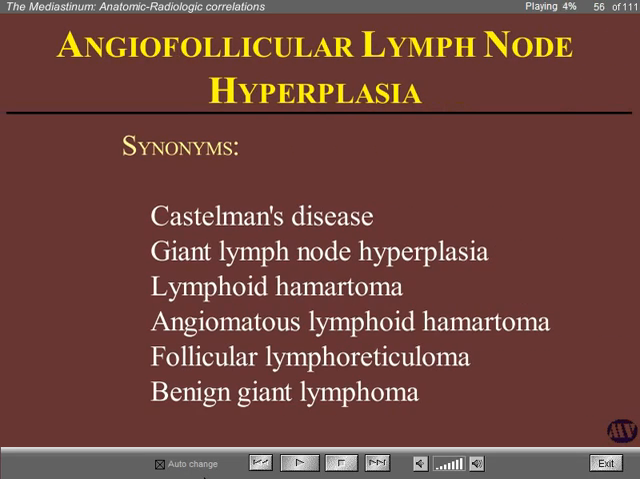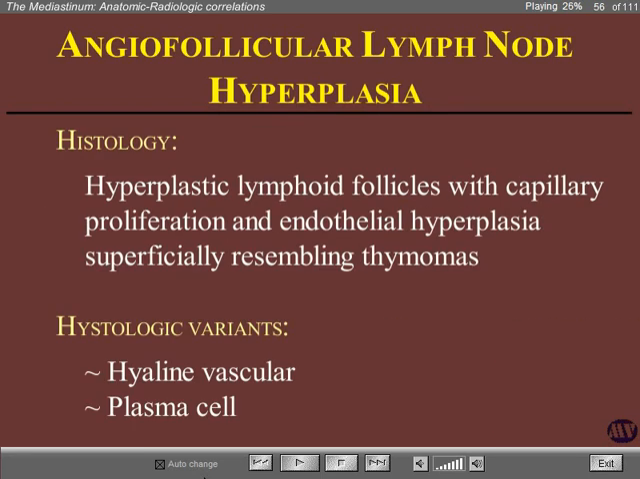Ben Castleman was an outstanding pathologist from Mass General Hospital in Boston, and he was the first to describe what he called a giant lymph node hyperplasia, and subsequently other names were given to the same entity, such as lymphoid hamartoma, angiomatous lymphoid hamartoma, follicular lymphoreticuloma, and benign giant lymphoma.